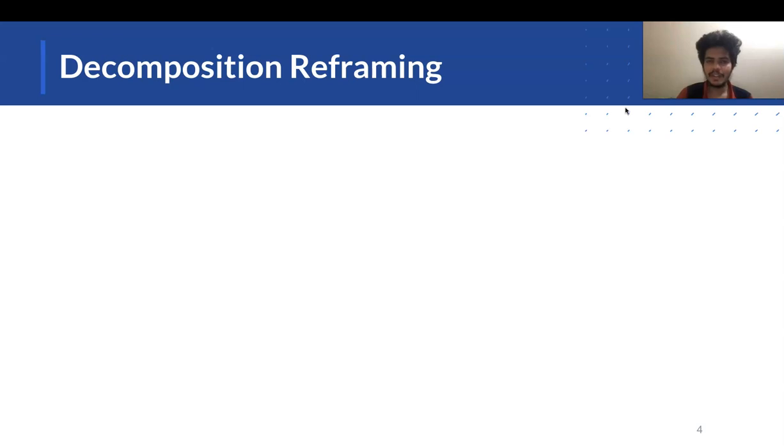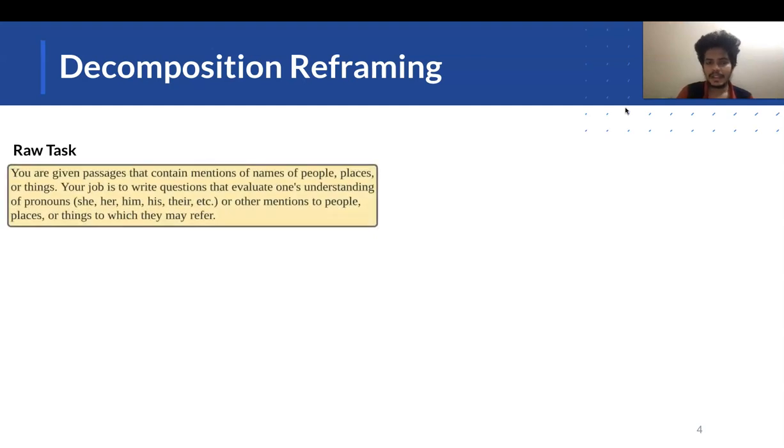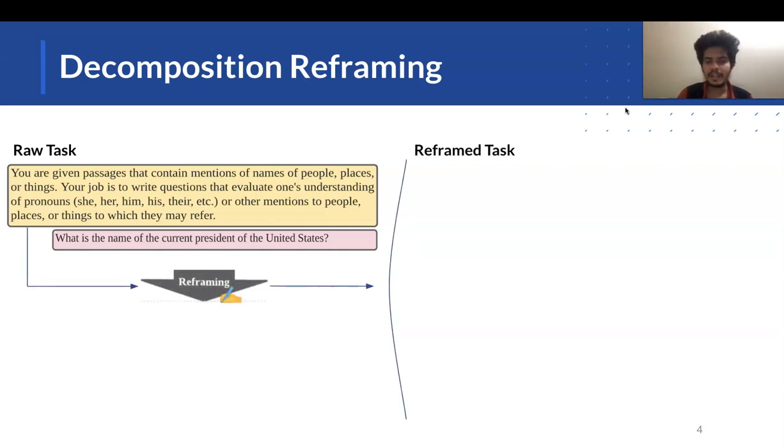Let's have a look at decomposition reframing, which is one of the reframing techniques we have. Here the task is, given a passage, we want the model to generate a question that evaluates one's understanding of pronouns. However, GPT-3 generates a span-based question which doesn't involve understanding of pronouns. And this is how we reframe the task.